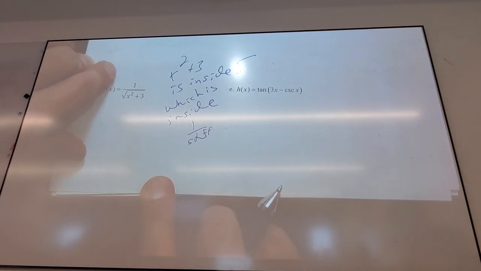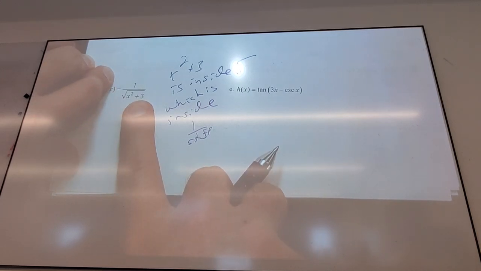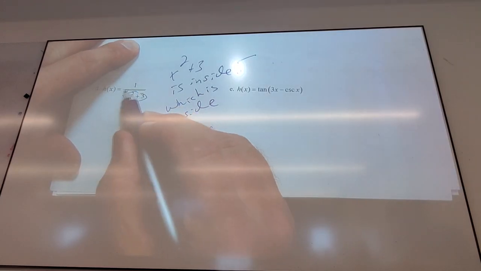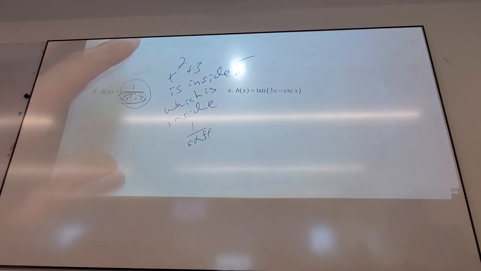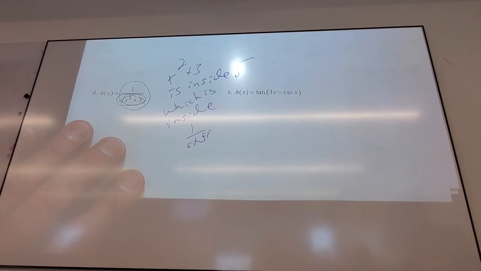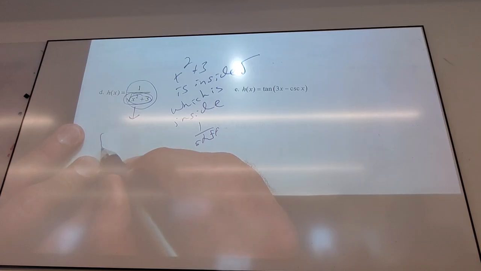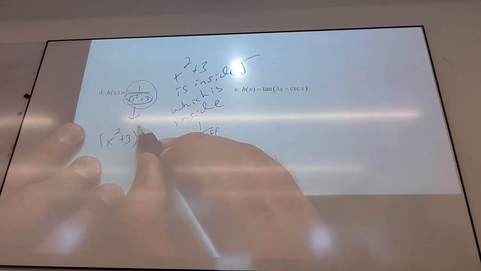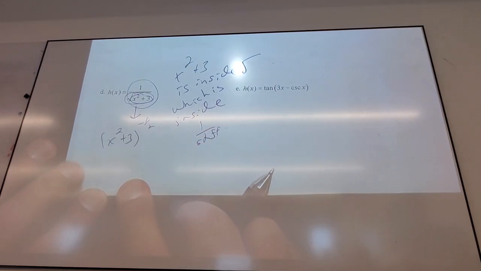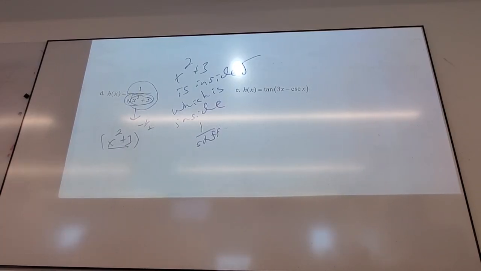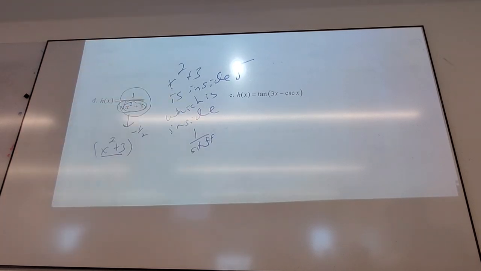You guys see that? You can argue that this is like a Russian nesting doll. What's the innermost doll? X squared plus 3. What's the middle doll? Square root. What's the outer doll? 1 over stuff. Now, if I rewrote this, it'd be a lot more straightforward. How do I rewrite this? X squared plus 3 to the... Now what's the inside? X squared plus 3. And what is it inside of? The negative 1/2 power.